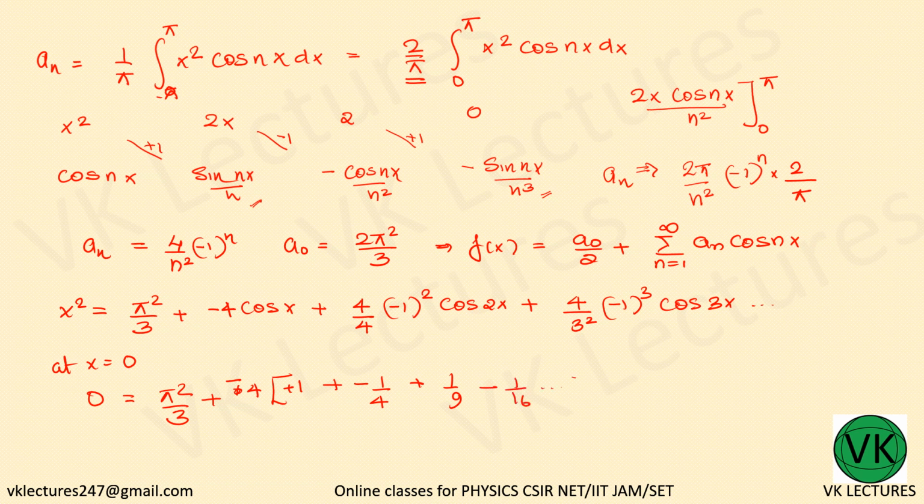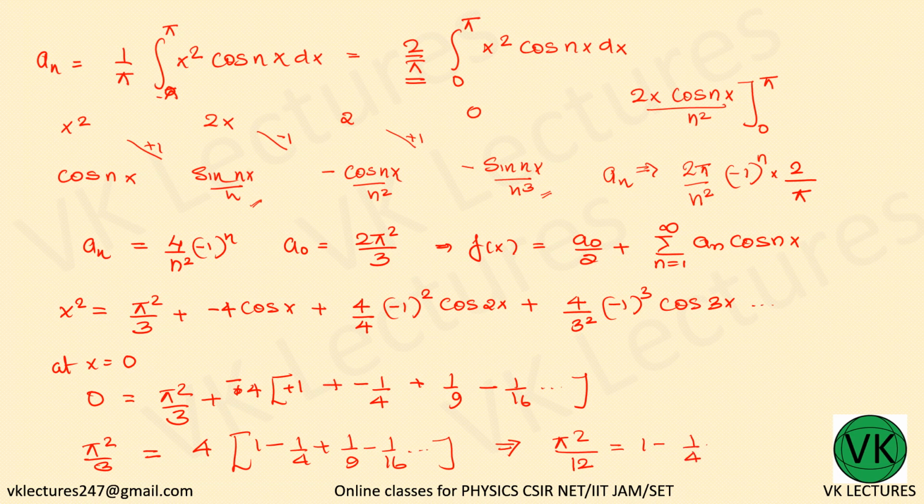Now this would be equal to pi square by 3. Just bring this to the other side, equal to 4 into 1 minus 1 by 4 plus 1 by 9 minus 1 by 16, etc. And this can be written as, bringing the 4 to the other side, pi square by 12 equal to 1 minus 1 by 4 plus 1 by 9 minus 1 by 16, etc.